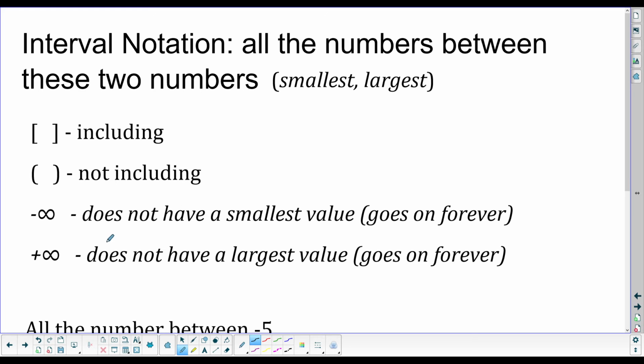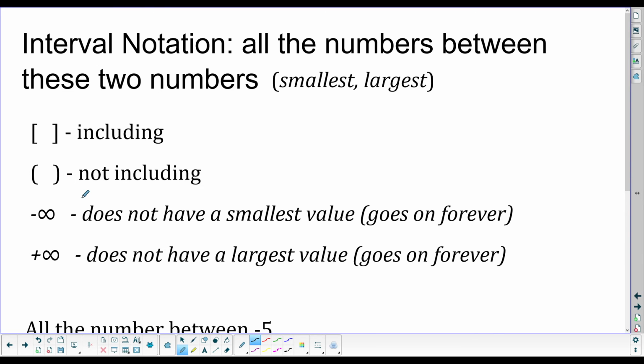When we talk about interval notation, like I said, it's always talked about in terms of two numbers: the smallest number, which on the number line would be the left side, and then the largest number, or the right side. We put a comma in between them, and then we use brackets to determine what happens at those endpoints. So if I had the numbers from 5 to 8 and I wanted to include the values 5 and 8, I would say 5 comma 8, and I would use square brackets. If I did not want to include those numbers, if I wanted all the numbers between 5 and 8 but not including 5 and 8, I would use round brackets.